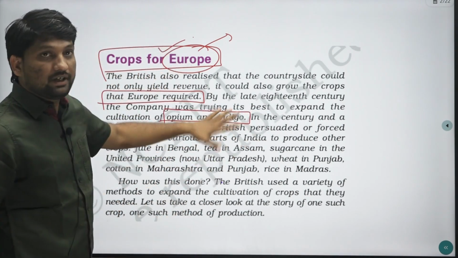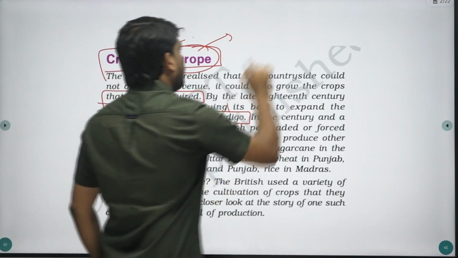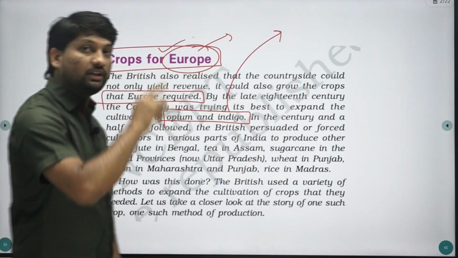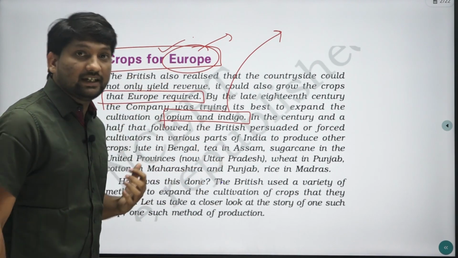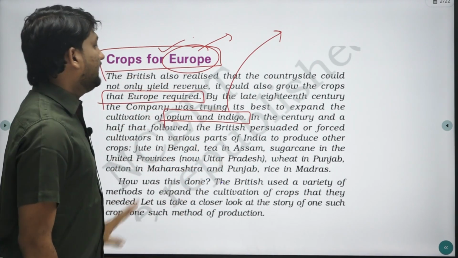We are going to see particularly this example of indigo, why indigo was important during the 18th century, and why particularly they resorted to Indian cultivators for this indigo cultivation.